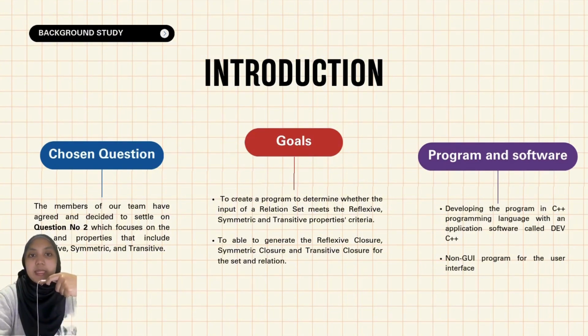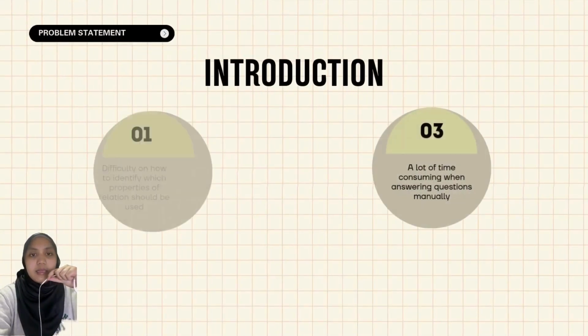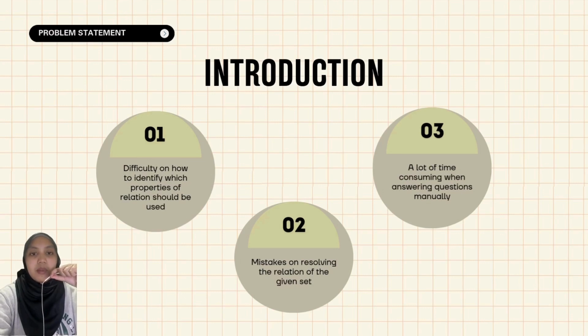Next is program and software. We developed the program in the C++ programming language with an application software called Dev C++. It is a non-GUI program for the user interface. Next is the problem statement. First is the difficulty of identifying which properties of relation should be used, mistakes in resolving the relation of the given set, and a lot of time consumed when answering questions manually.